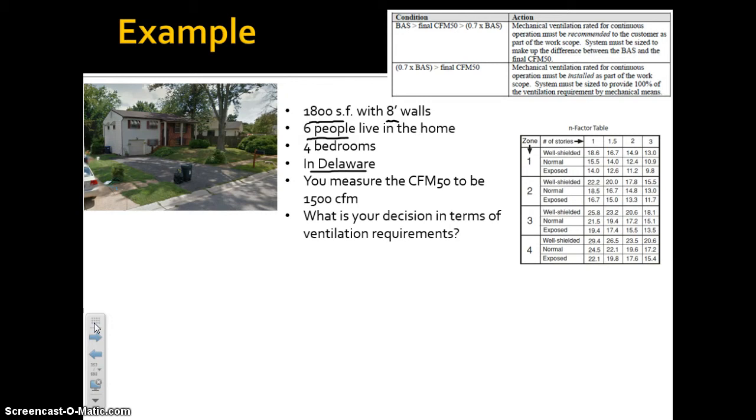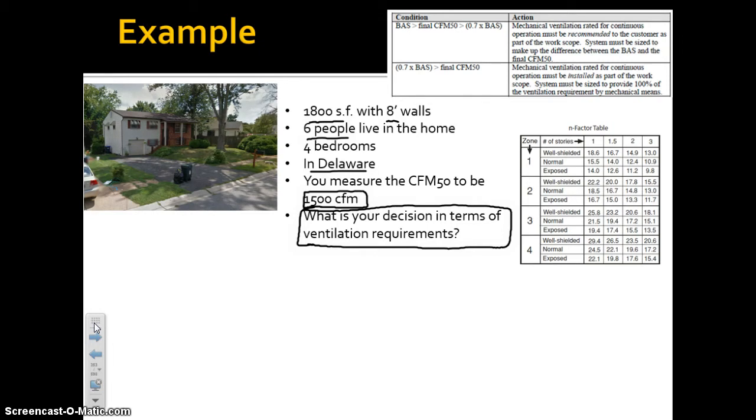We're in Delaware. Okay, so we run the blower door and we get a CFM. Based on this, and this is what you'll do as an auditor, what am I going to do? What's my recommendation to the homeowner in terms of ventilation requirements? So we're putting all this together. This is a very real scenario. Okay, so what do we need to do?